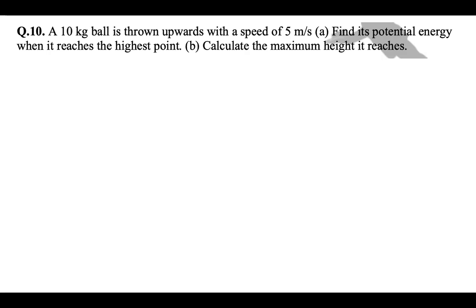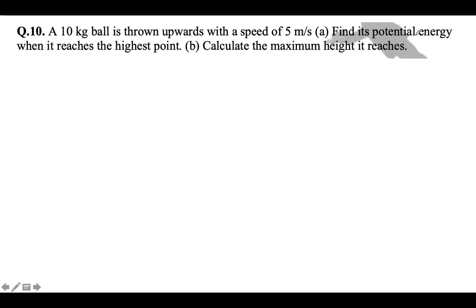Sir, I got the answer. What is your answer? Sir, potential energy is 125 joules and the maximum height is 1.25 meter. Potential energy, how much did you say? So 125 joules. And here? So 1.25 meter. Excuse me, sir, I've also got height is 1.28 meters and potential energy is 125 joules.